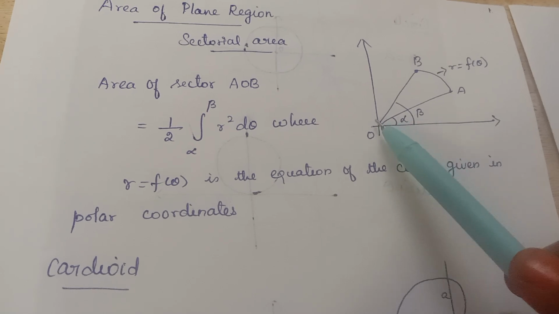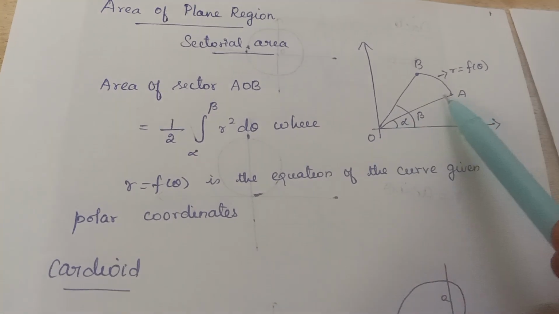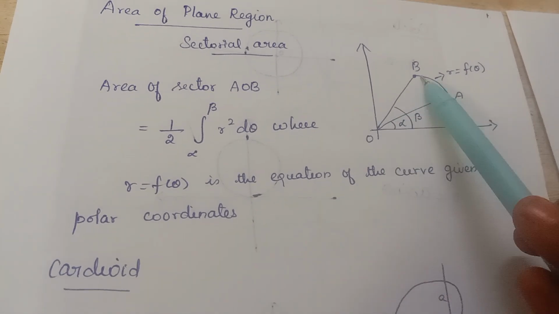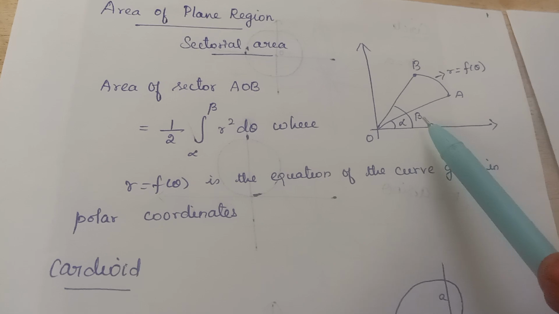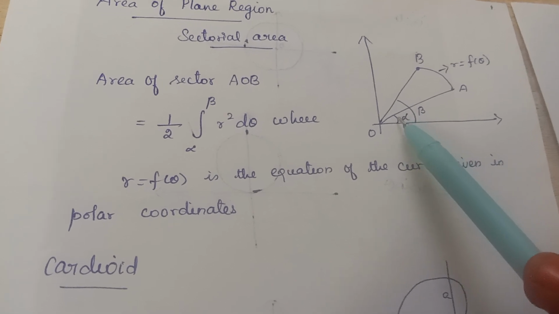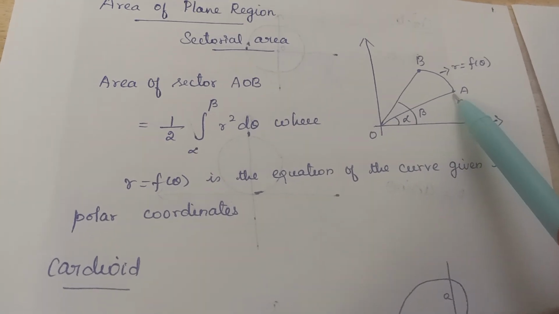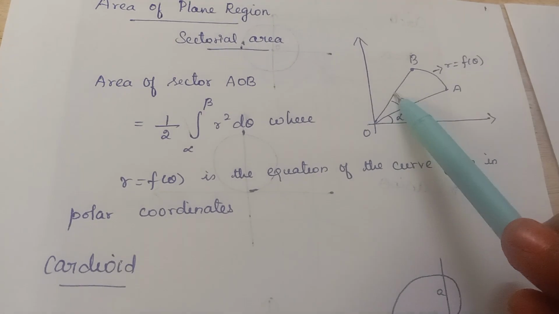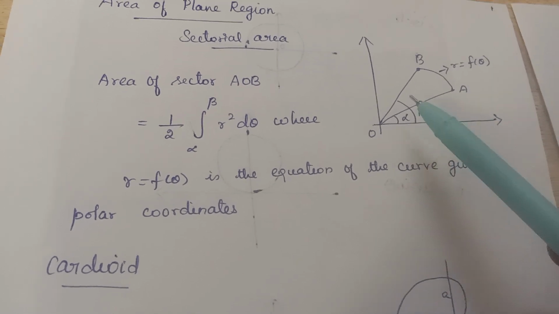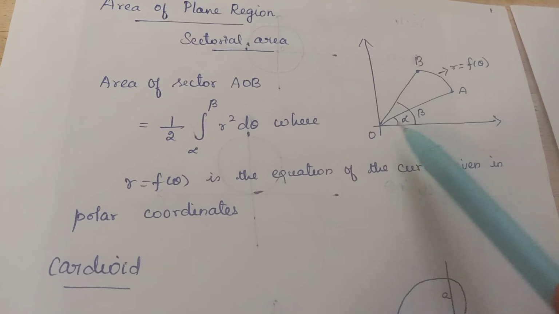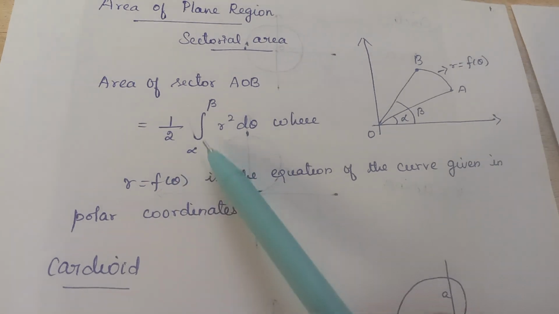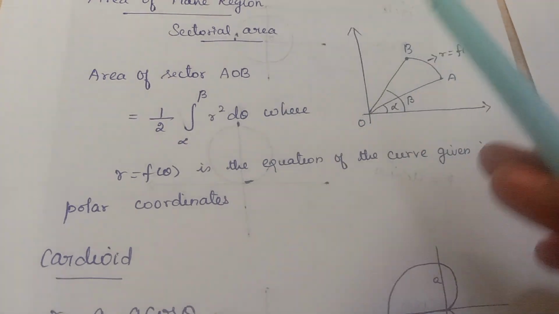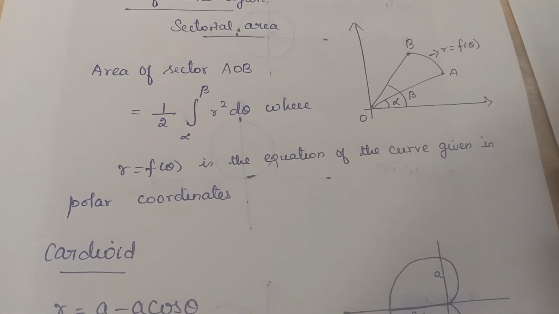So for that, here you see, OA is subtending angle alpha with the horizontal, and OB is subtending angle beta with the horizontal. This is our theta. Theta is the angle subtended by the curve at any point of time. The angle made by OA is alpha, OB is beta. Then the area of this sector OAB is equal to half integral alpha to beta r square d theta. Let's see some problems based on this formula.